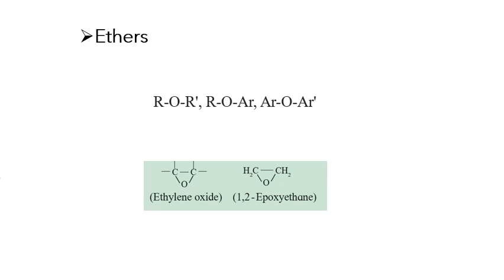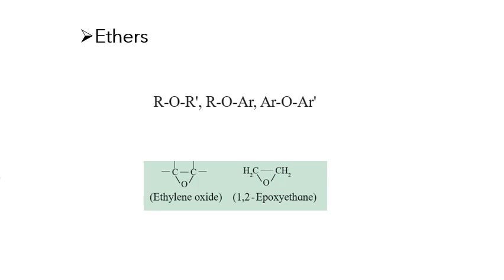Ethers. What are ethers? Ethers are alkoxy derivatives of alkane in which a hydrogen atom of alkane is replaced by an alkoxy group OR, and a divalent oxygen atom is attached to two alkyl groups. Thus, ethers are compounds which contain an oxygen atom bonded to two alkyl groups or two aryl groups or one alkyl and one aryl group. Ethers are organic oxides. Ethers are considered as anhydrides of alcohols.